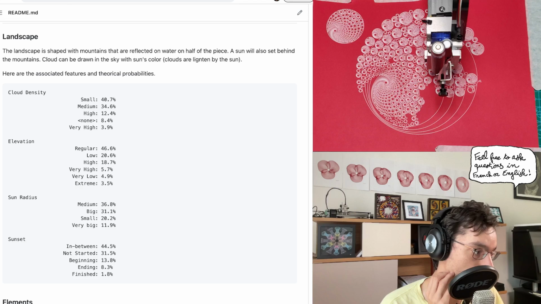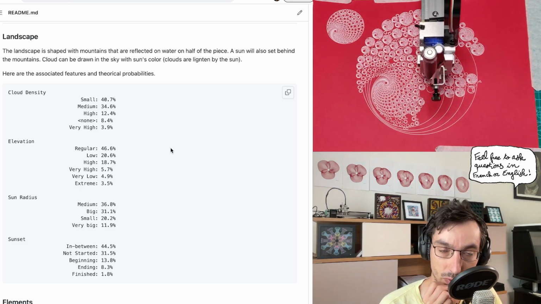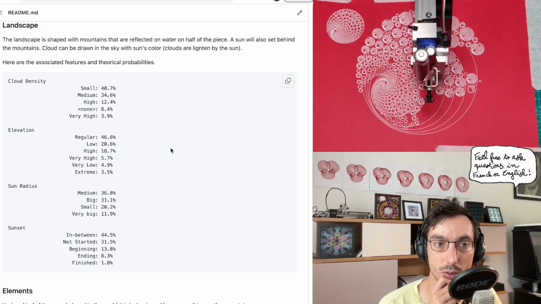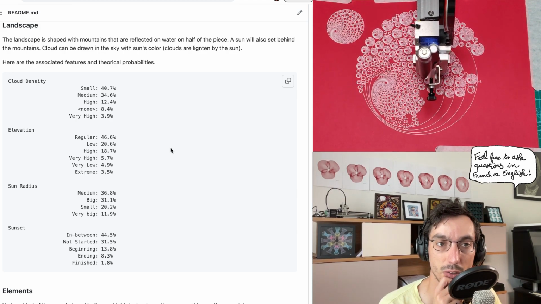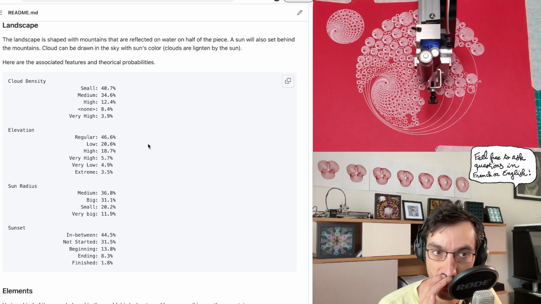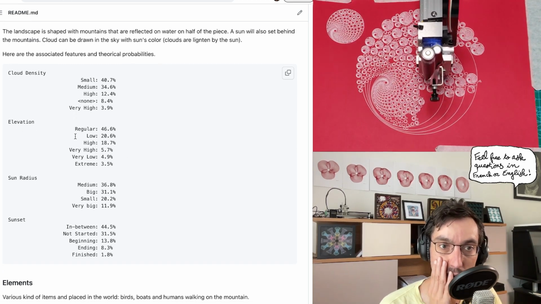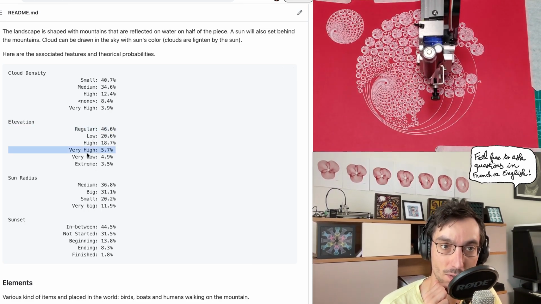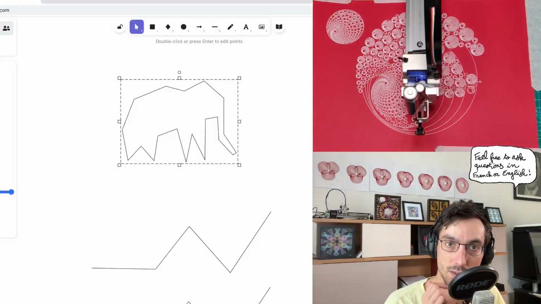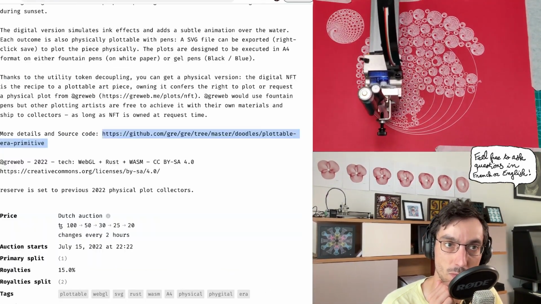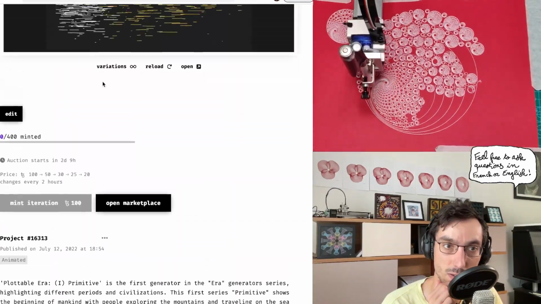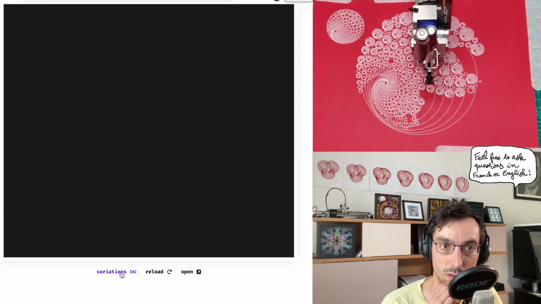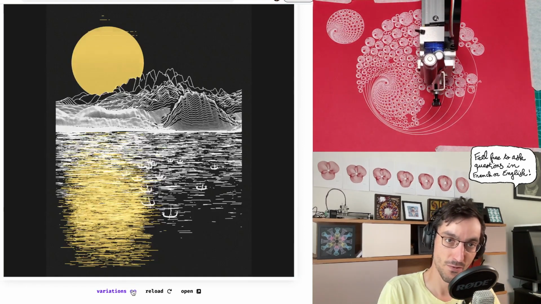Yeah, these are the odds, the likelihood. So I think you can basically see that the mountains are, well, most of the time what I call regular, and very low is almost flat. So we didn't see it that much, but sometimes the mountain can be almost inexistent, 5% of the time.